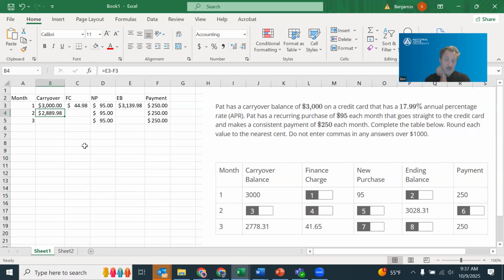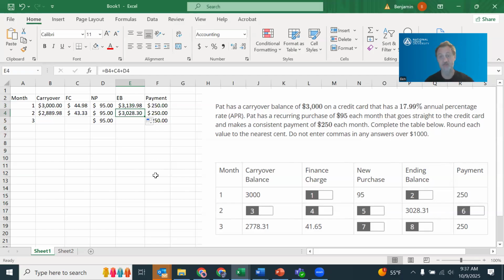One of the things that's nice about these problems is that they do give you check-ins, so you can kind of see that you're on the right track. I'm going to go ahead and autofill this down. Now my finance charge is lower because my carryover balance is lower. And then this should be lower. Okay, now this is a sign that I got a problem here.